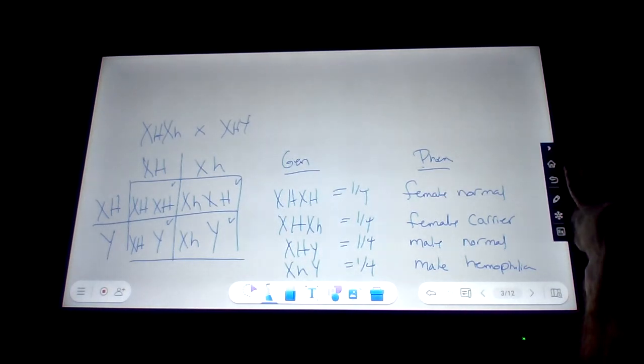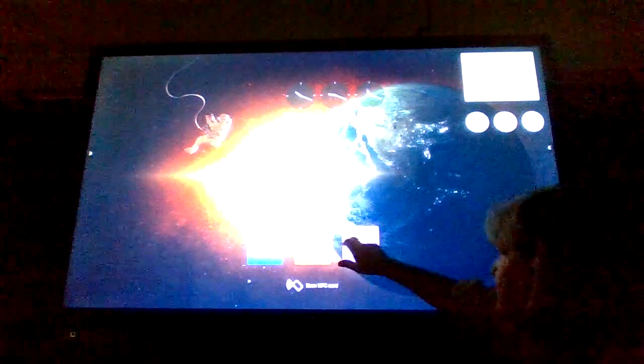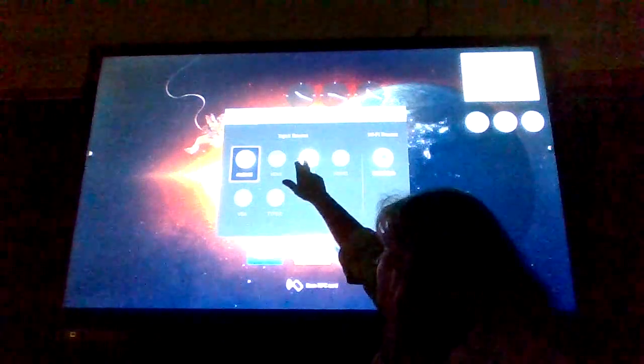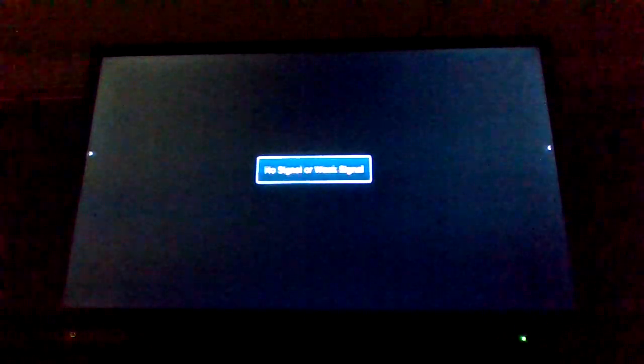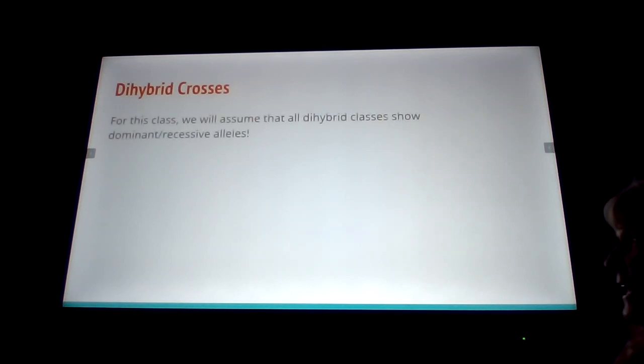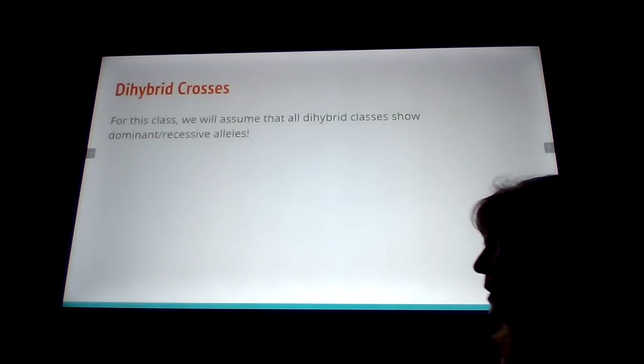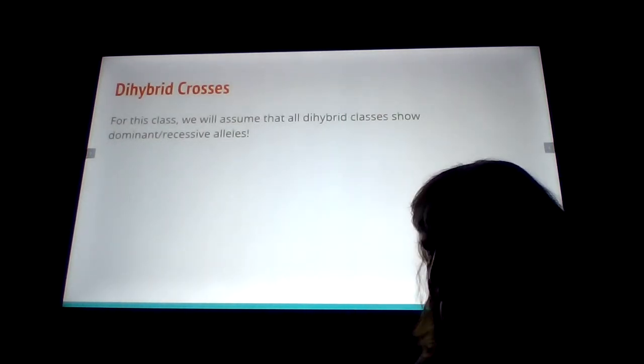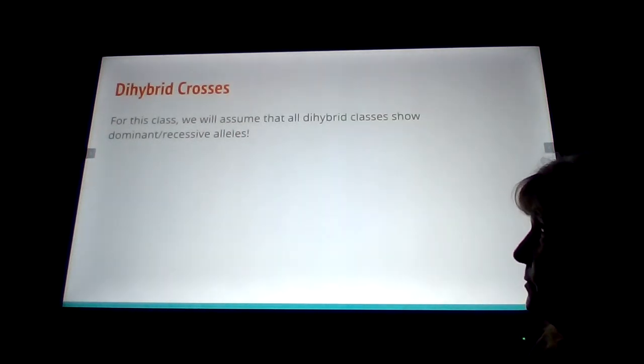And this is dihybrid. Now, anytime you see the prefix di, you know that we're dealing with 2. So that kind of gives you a clue. We're going to be looking at 2 traits instead of just 1. And we're going to assume for this class that everything is going to be dominant and recessive alleles. We're not going to have different letters. We're just going to have uppercase and lowercase.